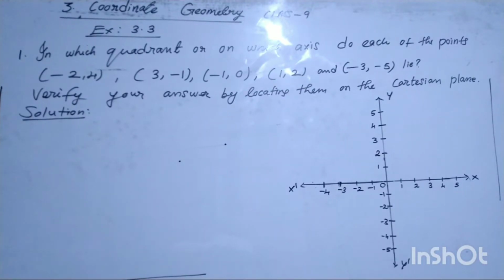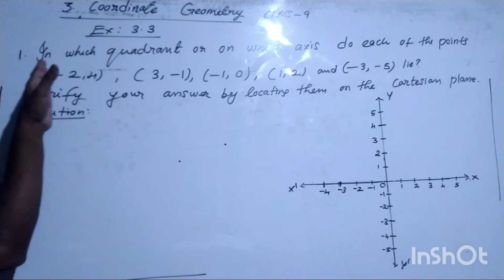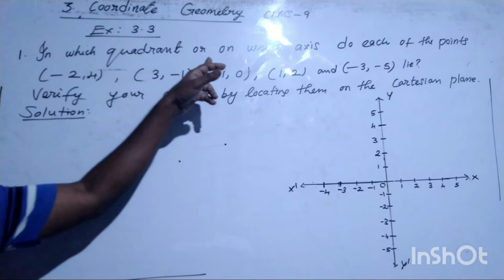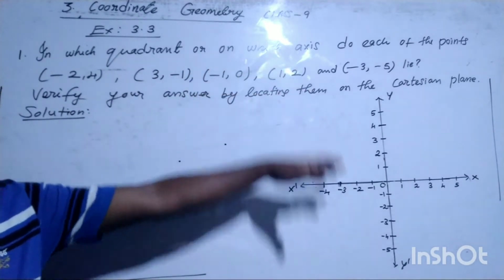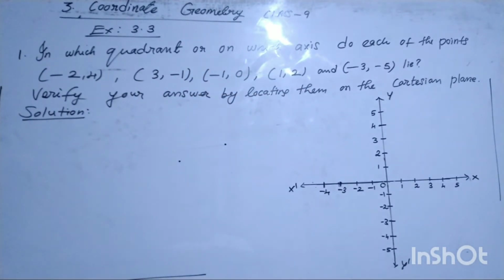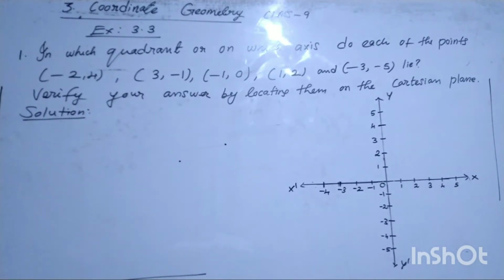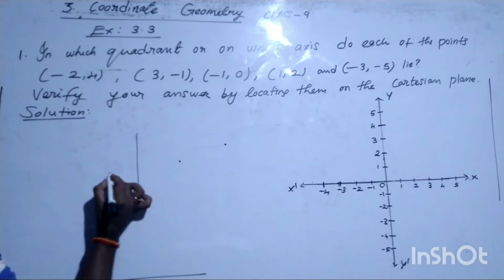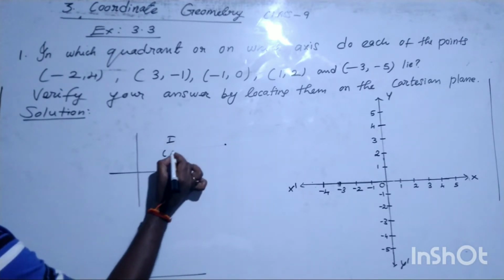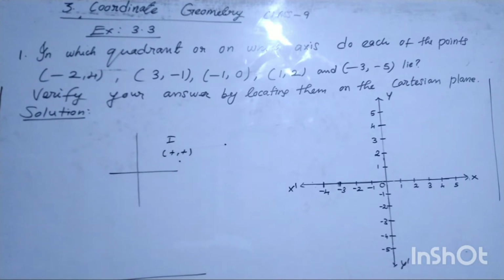Okay, we come to exercise 3.3. In question number 1, in which quadrant or on which axis do the following given points lie? Verify your answer by locating them on the Cartesian plane. We learned already that in the first quadrant, plus comma plus, both are positive.